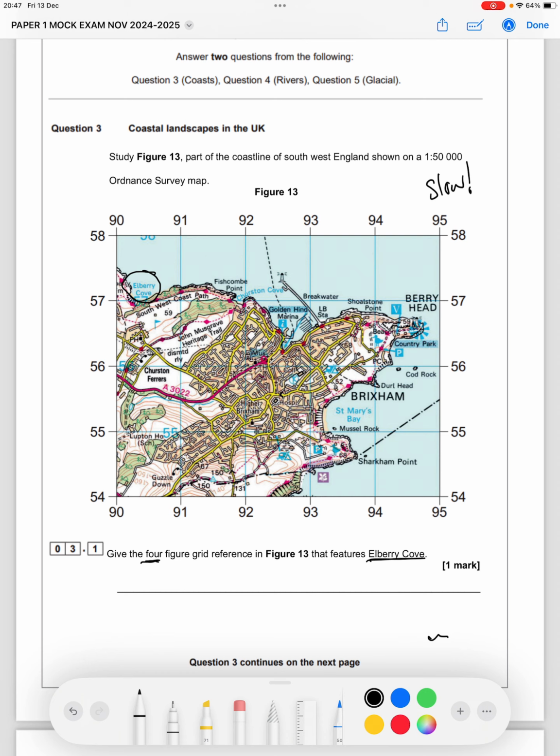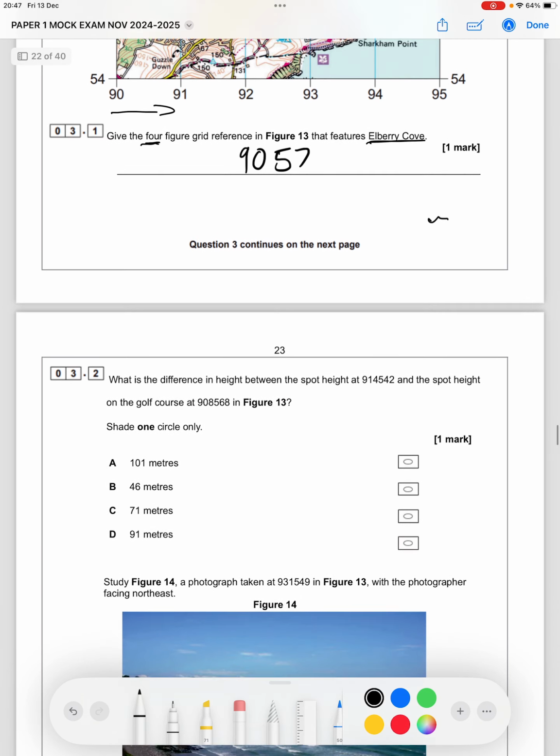And you know the age-old saying, it is along the corridor and it is up the stairs. So for us, Elbury Cove would be 90 and then 90.57. So 90.57, done and dusted, we will move on.